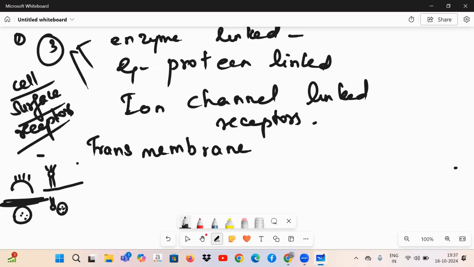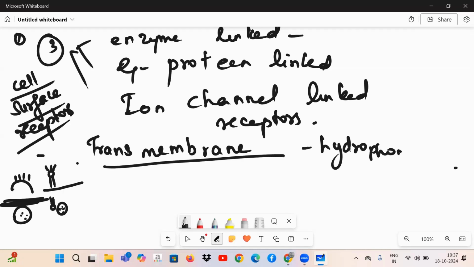These transmembrane receptors are made up of hydrophobic amino acids. Do you know the names of hydrophobic amino acids?